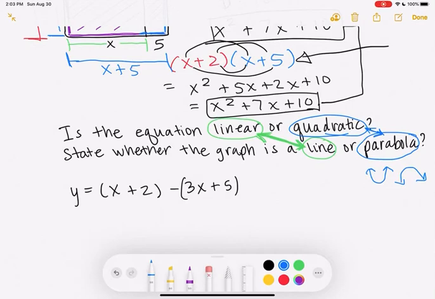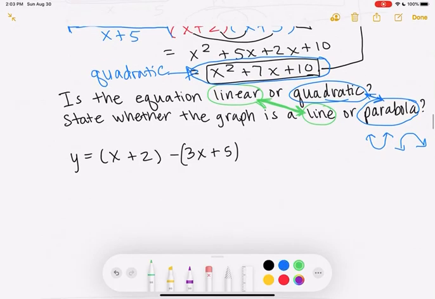Okay, so looking back to our example that we just did, this X squared plus 7X plus 10, do you think that's linear, like a line, or quadratic, like a parabola? This example that we did is quadratic, which means that if we were to draw this out, it would be a picture of a parabola. Okay, so that is a quadratic equation that would have a parabola for a graph.